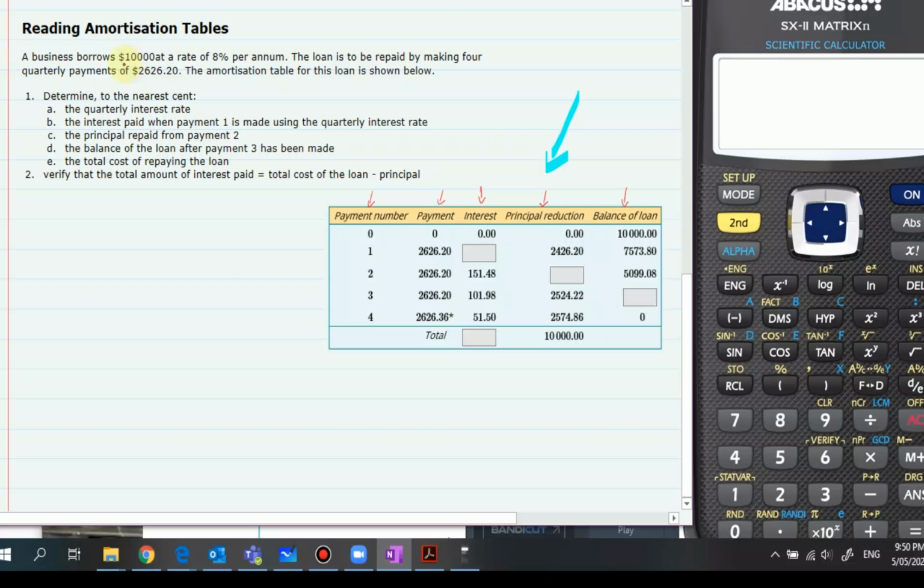A business borrows $10,000 at a rate of 8% per annum. The loan is to be repaid by making 4 quarterly payments of $2,626.20. The amortization table is below. We want to firstly determine, to the nearest cent, the quarterly interest rate. Part A is the quarterly interest rate. Hopefully we can all see pretty quickly that the quarterly interest rate is going to be a quarter of the per annum interest rate. So quarterly R is going to be equal to R divided by 4, or 8 divided by 4, and we get 2% as our quarterly interest rate.